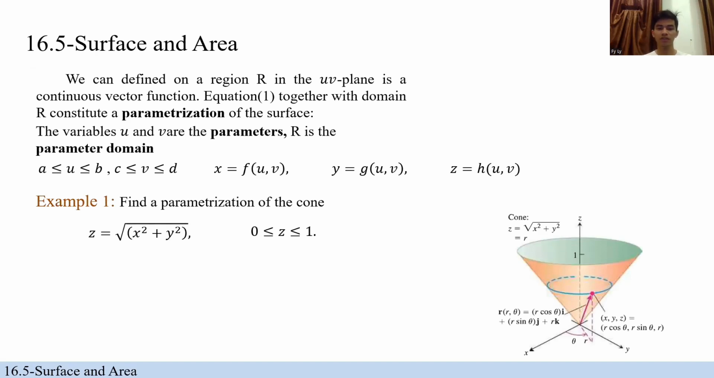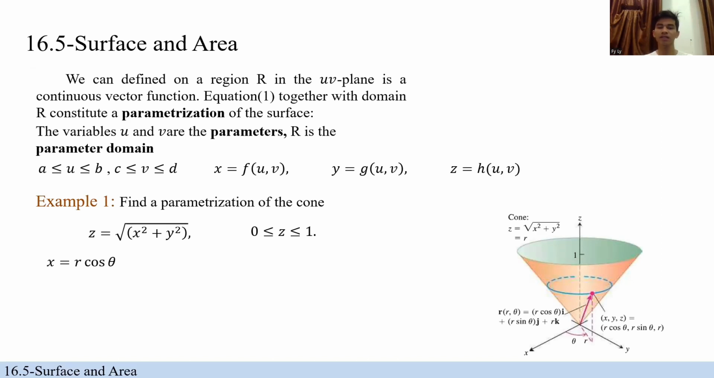Find the parameterization of the cone. The function they gave us is z equal to the square root of x squared plus y squared, and the domain is 0 to 1. As you can see here, the cone is related to polar coordinates, so we need to find the parameterization in terms of r and theta.